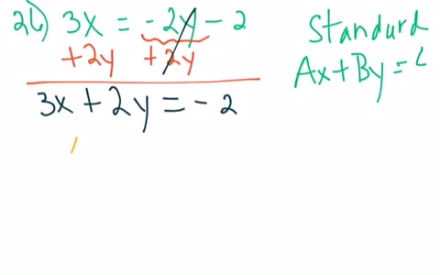Then they ask you for the value of A. A is the coefficient in front of x, which is 3. B is the coefficient in front of y, which is 2. And C is the number that is alone, which is negative 2.